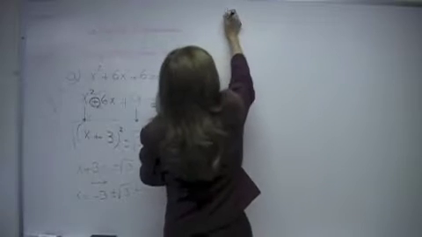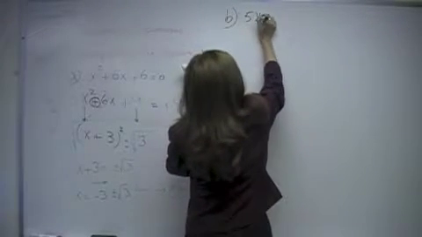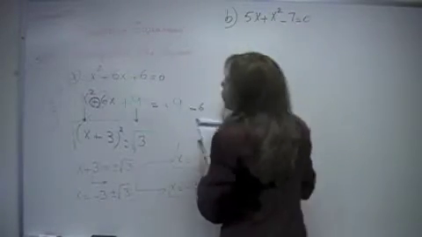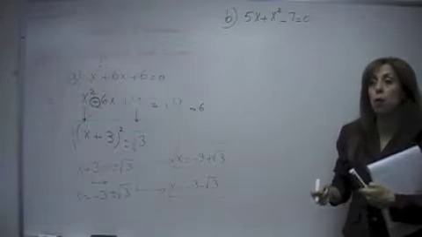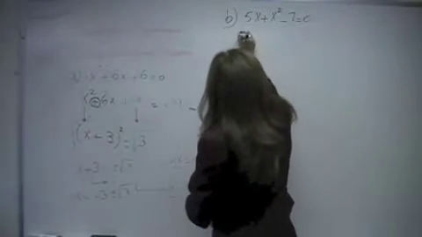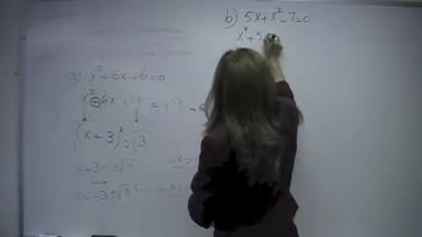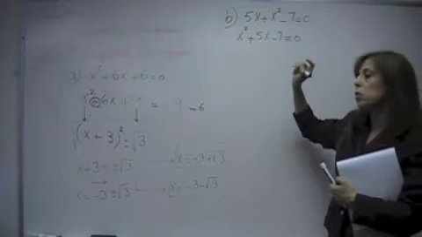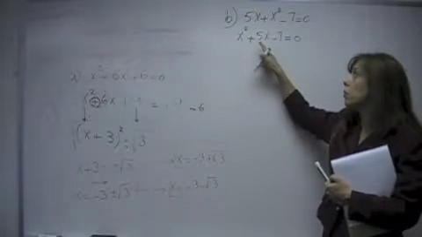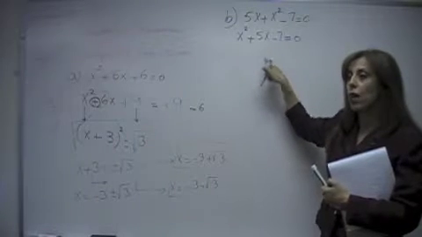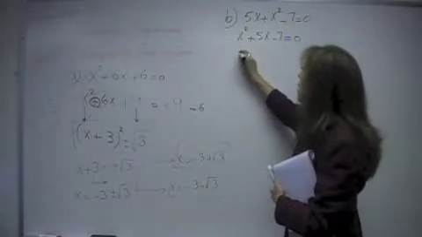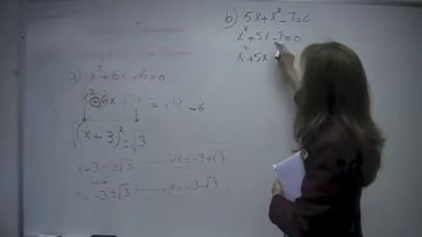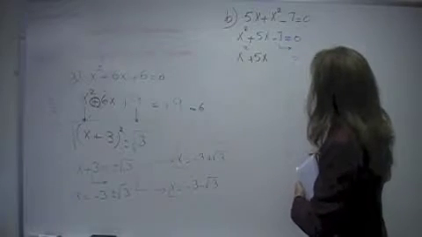Let's get another one. B, 5x plus x squared minus 7 equals 0. First thing, we need to rearrange the problem. x squared has to go first, plus 5x minus 7 equals 0. I cannot think of two numbers that multiply to 7 and differ by 5. Therefore, I have to use the completing the square method. x squared first, plus 5x, leave space here, equal sign. Move your 7 to the other side, and it's going to become positive 7.